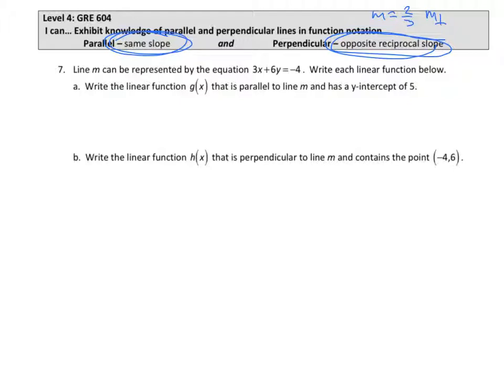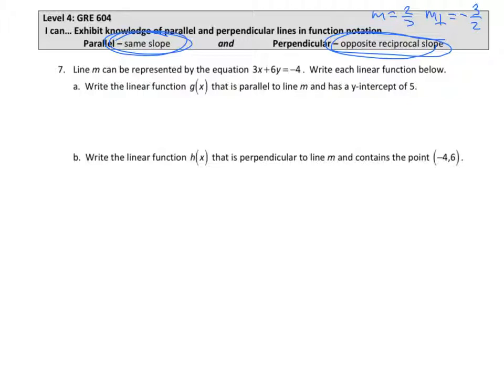The perpendicular slope would be the opposite, meaning change the sign. My original slope was positive, my new slope is negative. And then reciprocal means we flip the fraction. So I would flip 2/3 and make it 3/2. So that's an example of two perpendicular slopes.